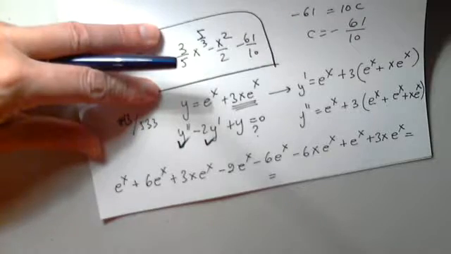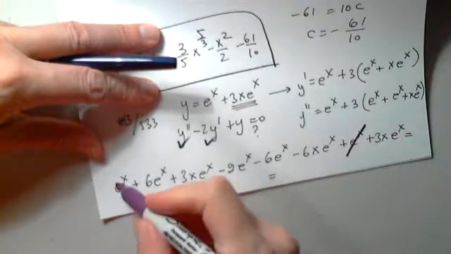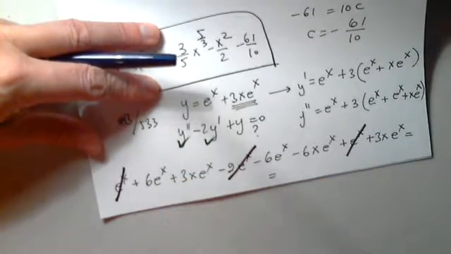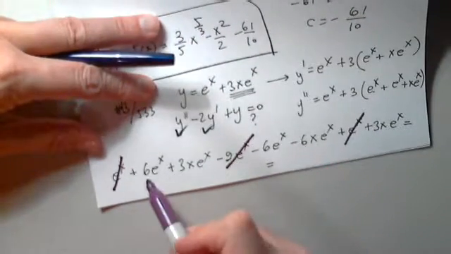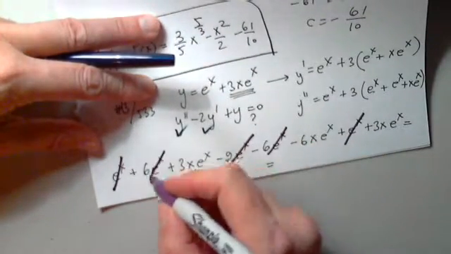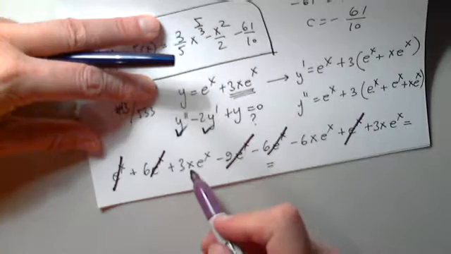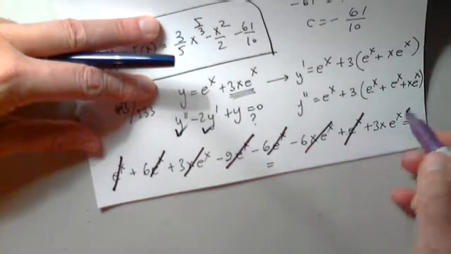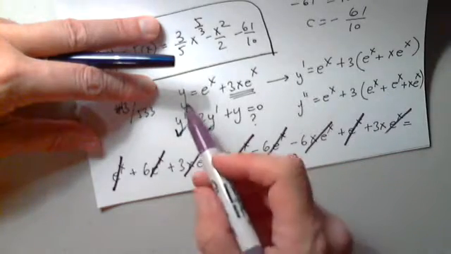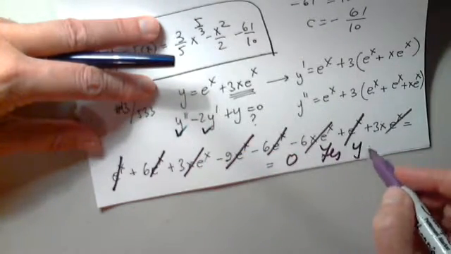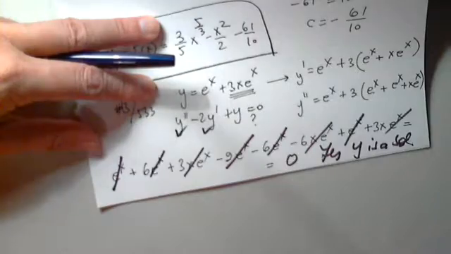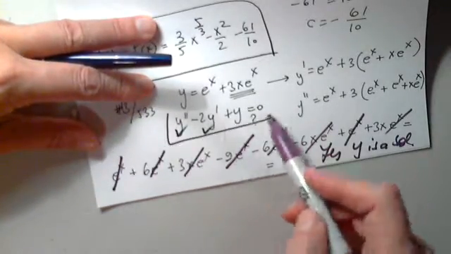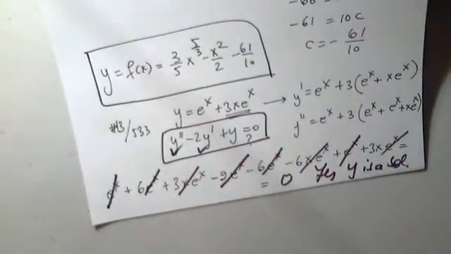I see e to the x with e to the x, with a negative 2e to the x. I see 6e to the x with negative 6e to the x. And I see 3x e to the x with 3x e to the x and a minus 6x e to the x. And the answer is indeed yes. Y is a solution of the given differential equation.